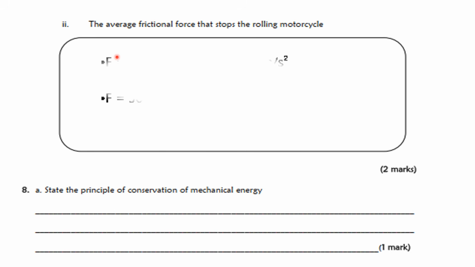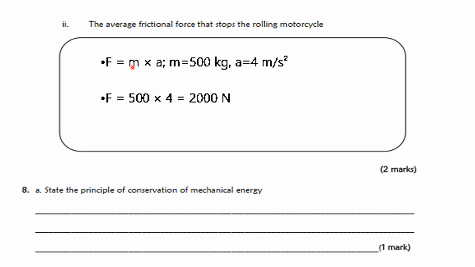So we shall use Newton's second law of motion. Acceleration is directly proportional to force when mass is constant. F is equal to ma. So m is 500 kg, we are told. a is 4 meters per second squared. So multiplying 500 by 4 will give us 2000 newtons. So F is equal to 2000 newtons.